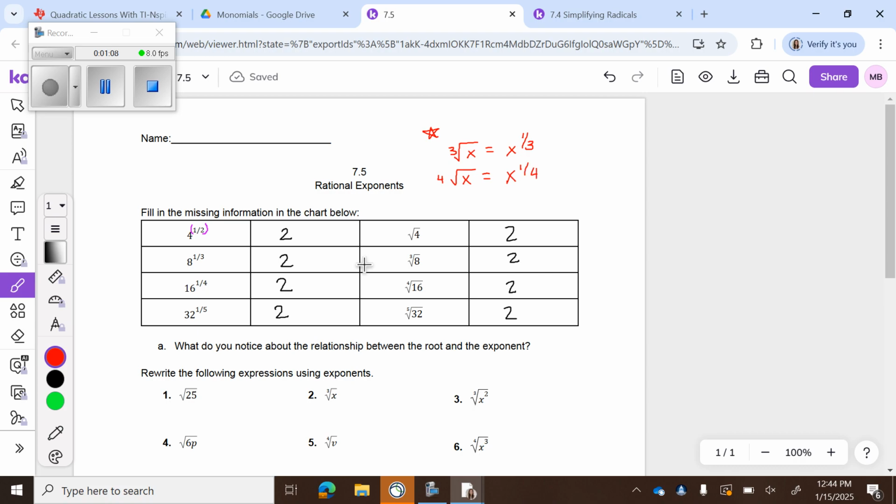Now the only thing that's weird here is that I know this right here is a square root, but they didn't put a 2. That's kind of like an understood. So if you don't have a little number here, you can put a 2, and it's going to become a 1/2. Okay? So right here, it wants us to rewrite this using exponents.